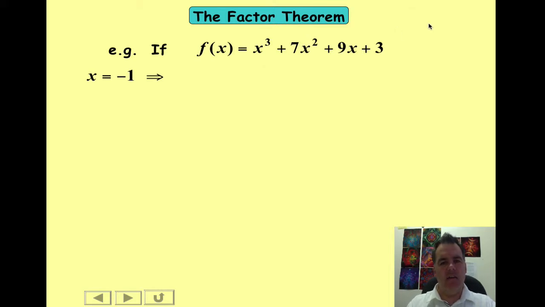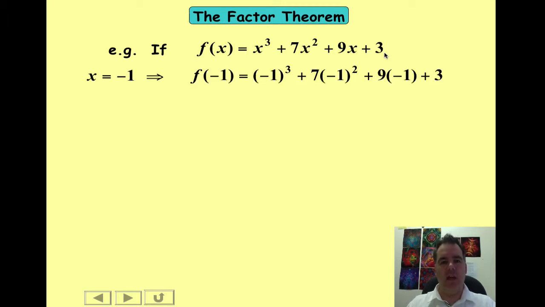So you can start guessing. The number on the end there is a good clue. 3 means that 3 numbers in the end of these brackets have got to multiply to give me 3. So I haven't got many options here. I've got 1 and negative 1. I've got 3 and negative 3. That's all we can have. So let's try negative 1.